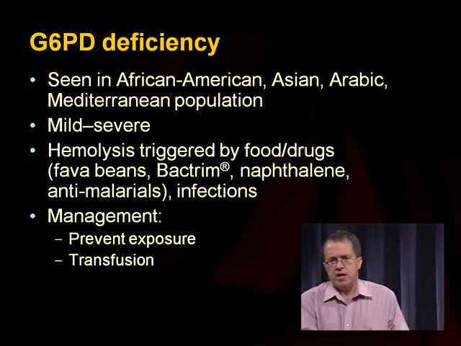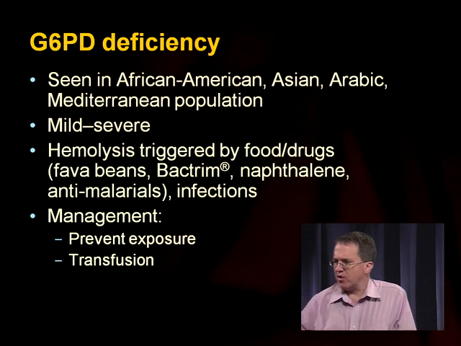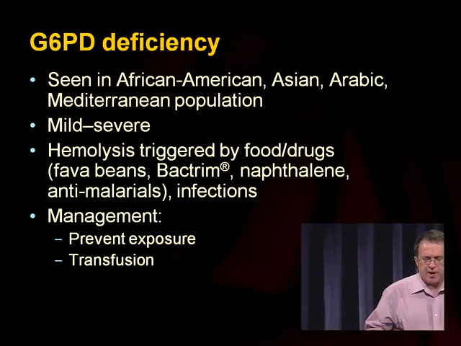Could we test this child in his acute phase to determine if he has G6PD? Right. Because all the cells that were G6PD deficient are gone. Okay. All right. So how do you manage this?